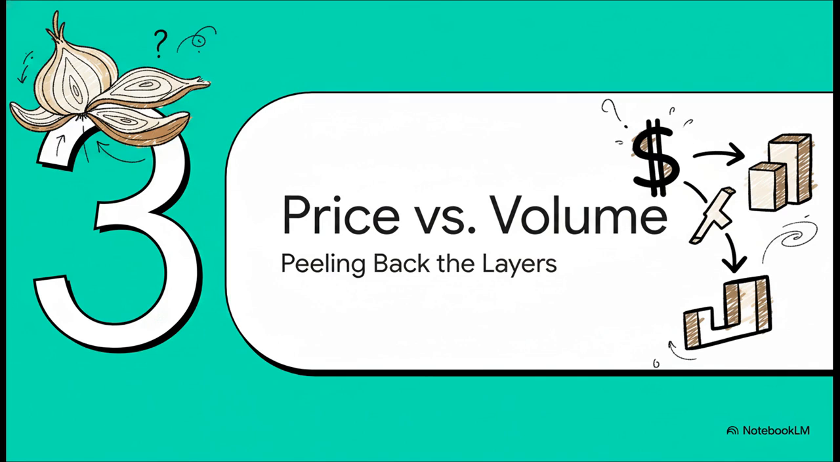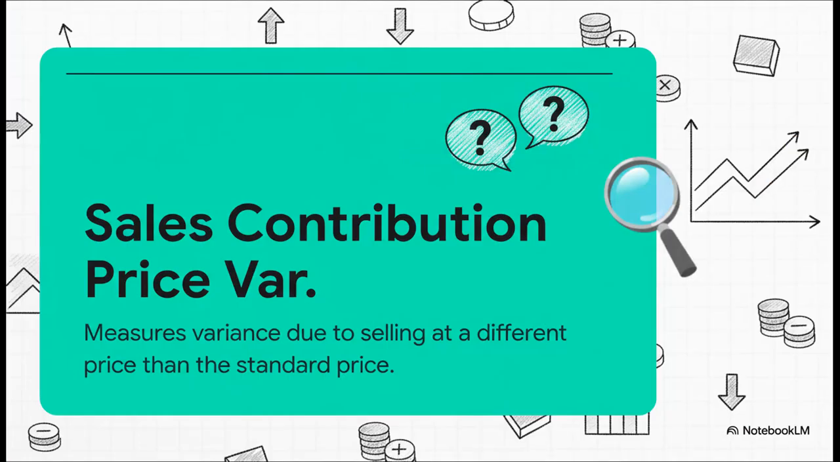So that total variance tells us what happened, but it doesn't tell us why. To figure that out, we have to peel back the first layer of the onion. We're going to split that total variance into two big pieces. Was the difference because of the price we charged, or was it about the volume of stuff we sold? The price variance is our first suspect. It zeroes in on one simple question. Did we make more or less contribution just because our actual selling price was different from what we'd planned?